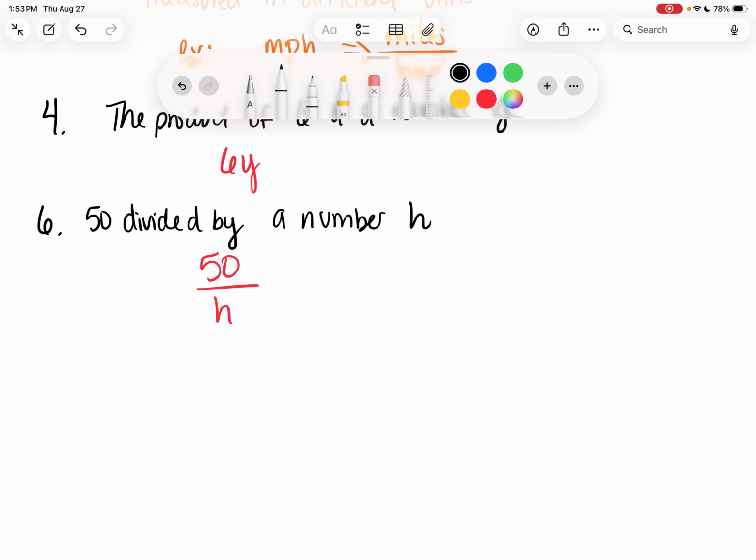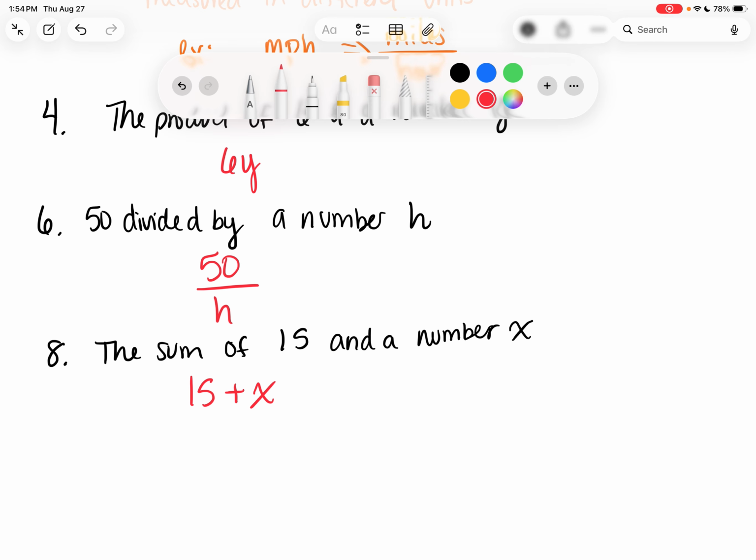Number 8, the sum of 15 and a number x. Yep, 15 plus x. Now, this one could also be x plus 15, but just to keep following the order of things, I would keep it as 15 plus x instead of x plus 15. But for addition and multiplication, it doesn't matter which order it's in, but division and subtraction would matter because it makes a totally different value, like when you're subtracting or dividing.